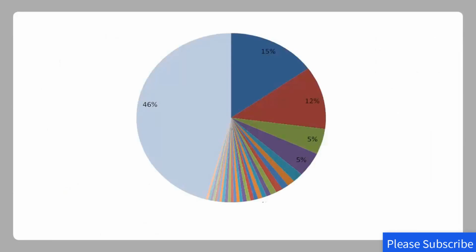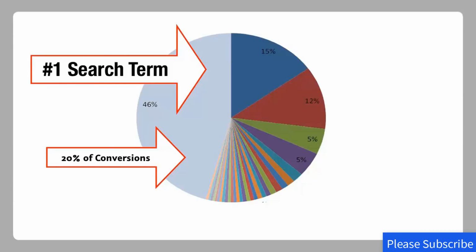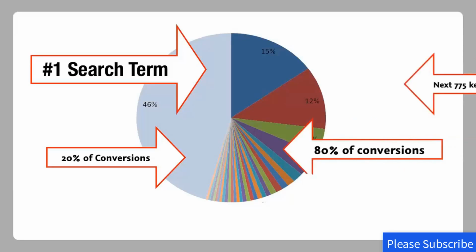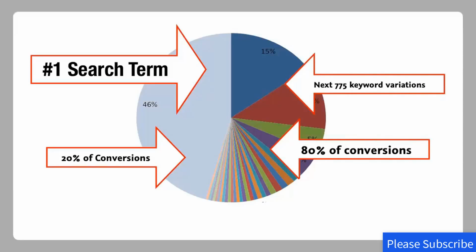A different way of looking at this, we worked with one company. Their number 1 search term brought nearly 50% of the visitors to their website. That number 1 search term, while bringing 50% of visitors, accounted for 20% of the conversions. Now, there were over 775 keyword variations of that search term. Those over 770 variations brought in 80% of the conversions to the business. And so because the strategy developed the rest of these keyword variations, instead of focusing just on one term, it made the business more profitable.